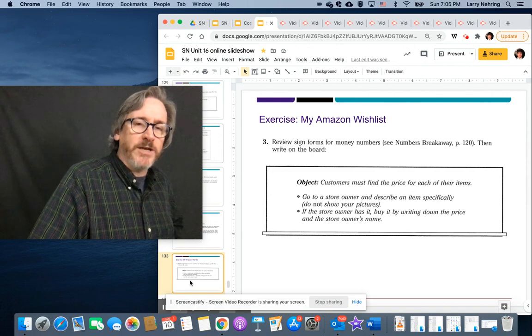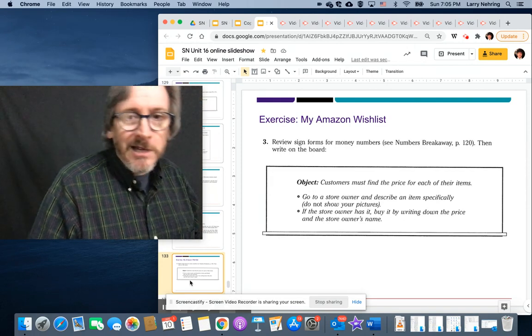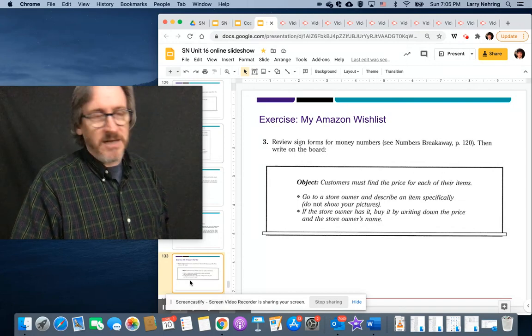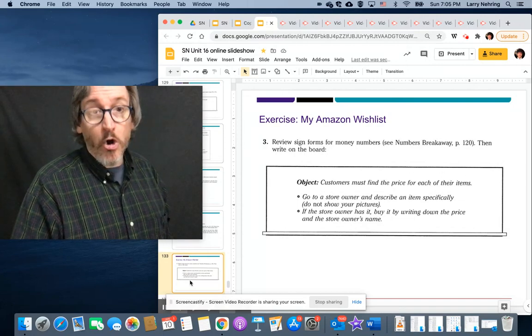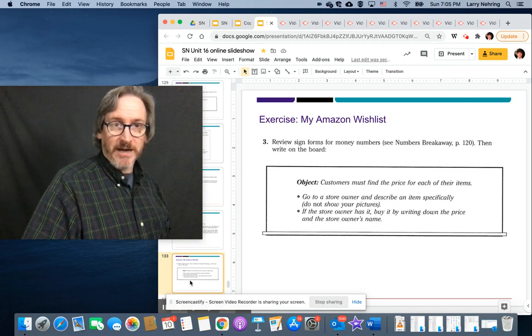And then, of course, we could tie in using the price. How much does each thing cost? All the examples they give in the book are hopelessly out of date. So they're more comical than anything else.